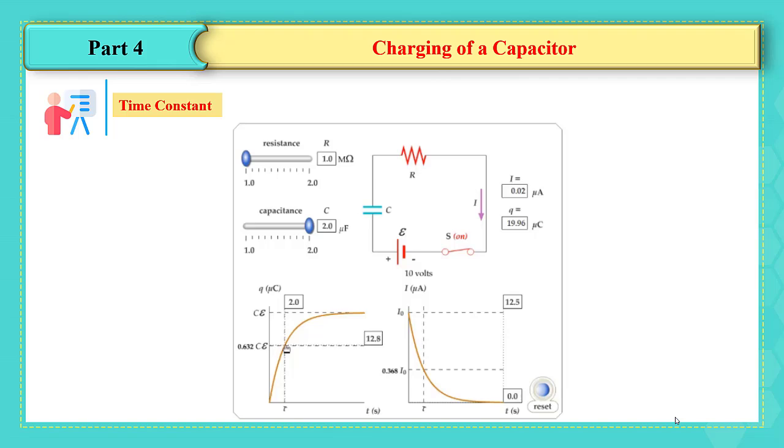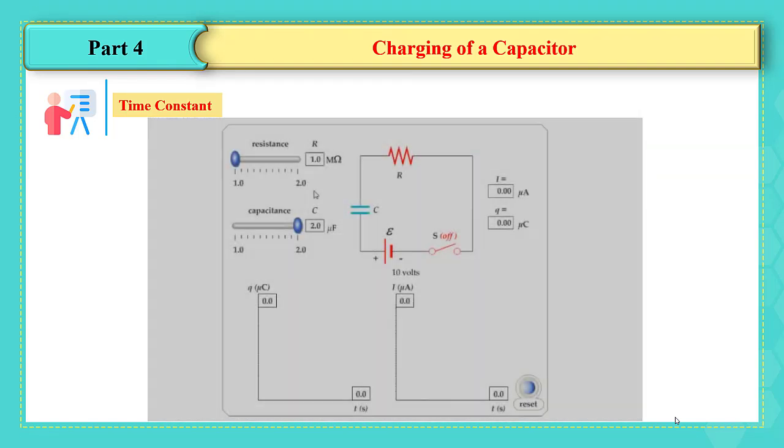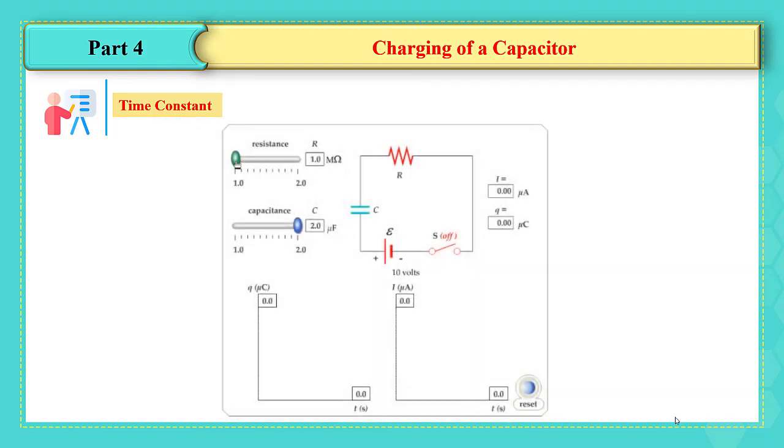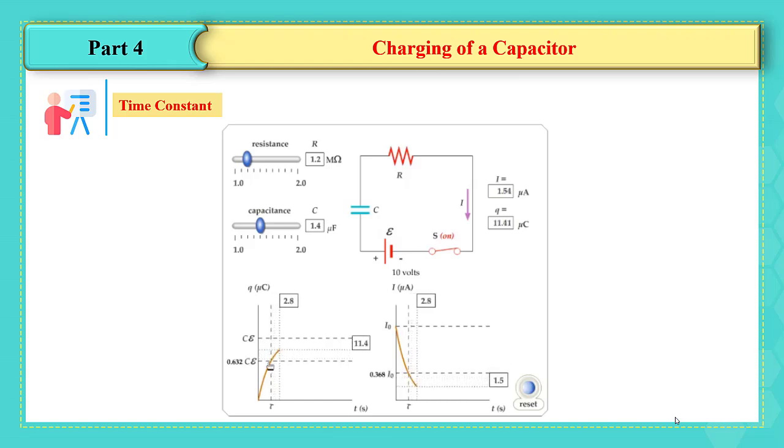Then the capacitor in this case, for this value of R and for this value of C, needs 2 seconds in order to charge 63% of its maximum voltage. First of all, I'm going to choose 1.2 for the resistance and 1.4 for the capacitance. This is 1.4. Close the switch and then record the time tau.